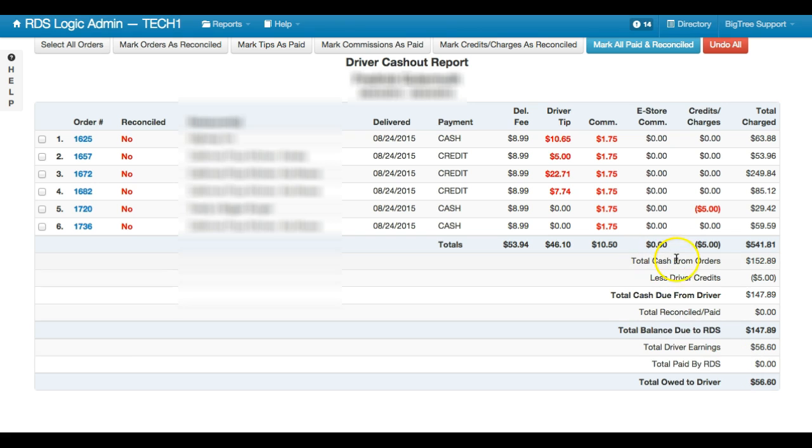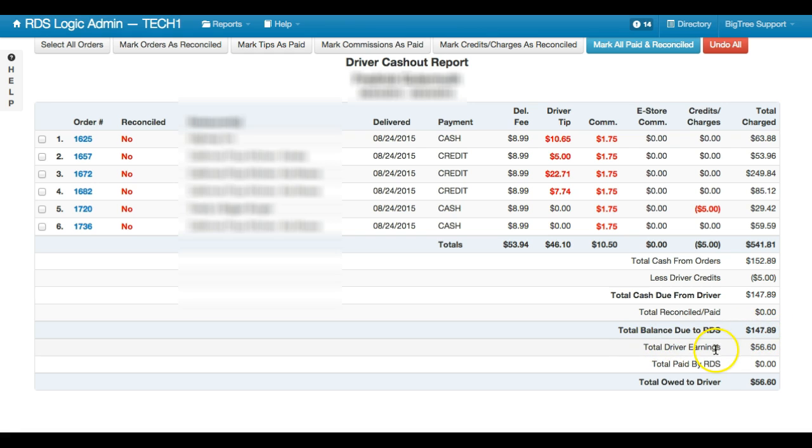So we've changed that up and said total cash from orders. Here's a credit that we owe, which is here. Total cash due from driver, of course, because they're keeping that credit. Reconciled or paid. At this point, we haven't reconciled anything, so nothing's been paid. And then the total balance due to the RDS, which is $147.89.